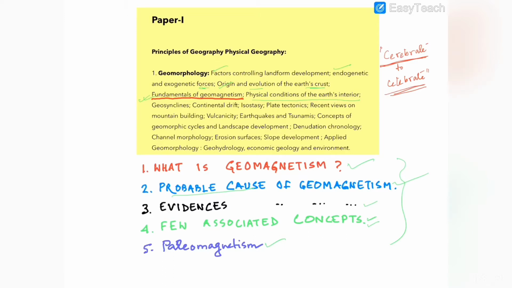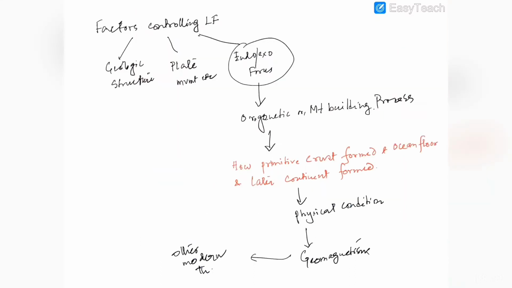Okay, with this brief introduction, we'll straight away move to the chapter. Before that, to help you cerebrate the different topics of geography optional, let me give you an example. We started from factors controlling landform development. What were the factors? Like geologic structure. There may be a weakness in the rock structure. Through this weakness, one block will go down, another will go up, and a rift valley will form.